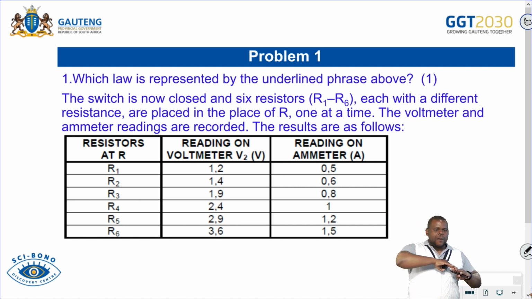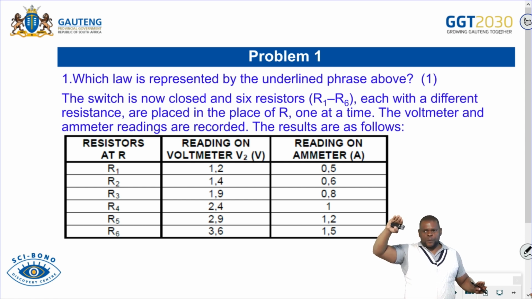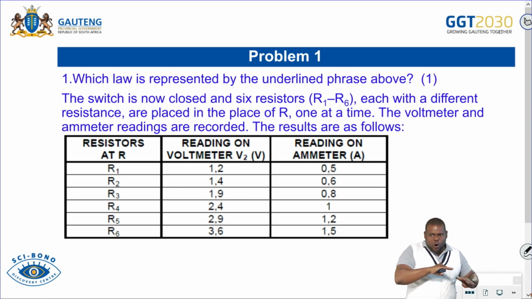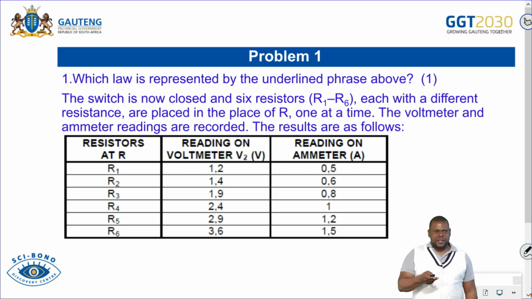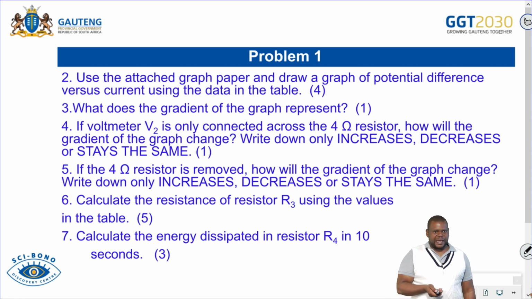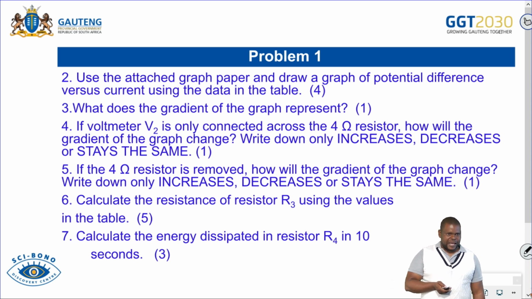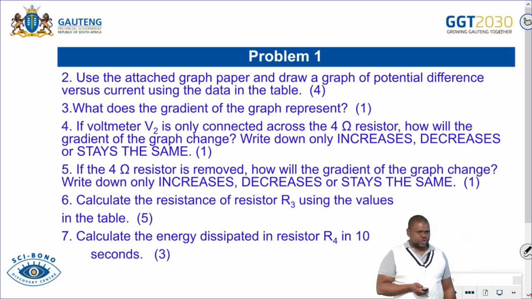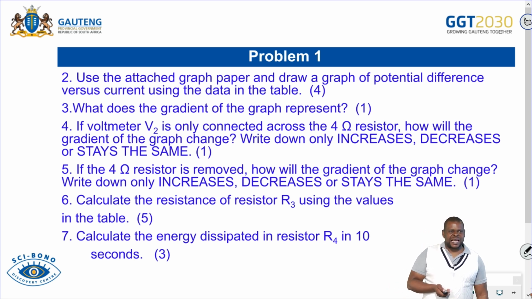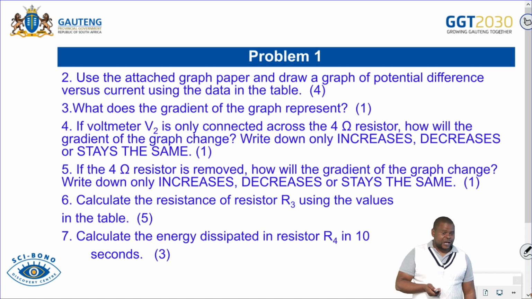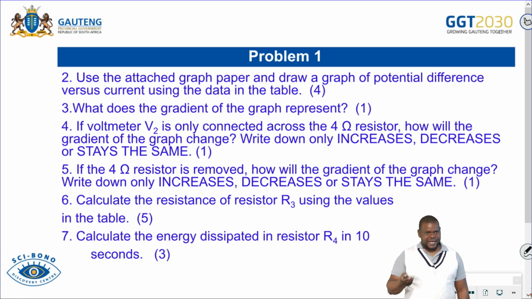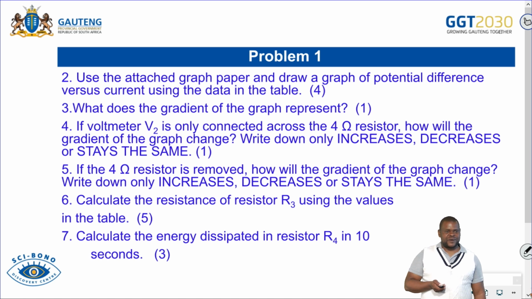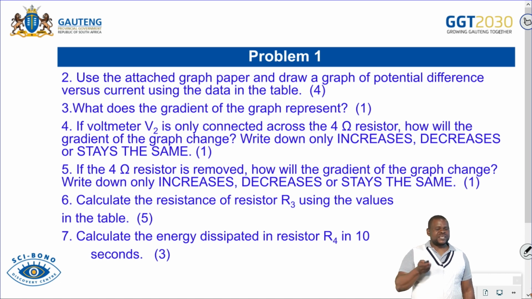The line will pass through most of the points. If it's not all the points, it must pass through most of the points that you have plotted. By doing so, it will give you the shape of your graph. And okay, that is how we answer number 2. And then number 3, it says, what does the gradient of the graph represent? We talked about it when we were looking at the theory. We said the gradient is what is going to give us V over I, isn't it? Then what is V over I?